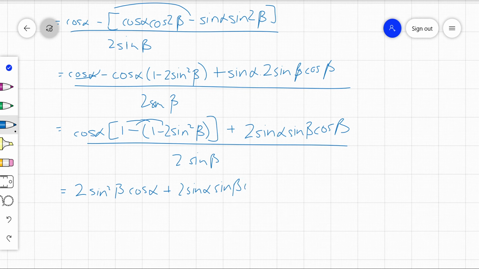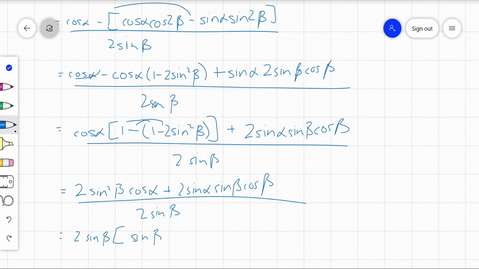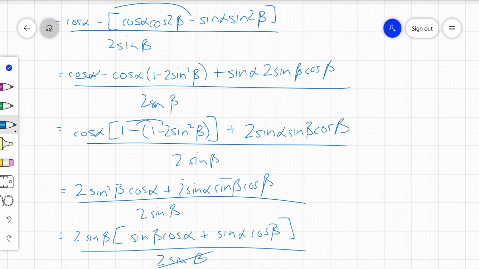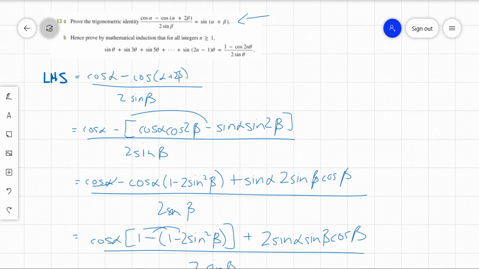You can see that now we can cancel. I should have factorized, but anyway, if I factorize the top by 2 sine beta, you can see we're still going to have this sine beta cos alpha and 2 sine beta, so this is going to be sine alpha cos beta, all on our 2 sine beta. So you can see now that this will cancel, and we're left with that compound angle expansion of sine alpha plus beta, which is what hopefully we were looking for.